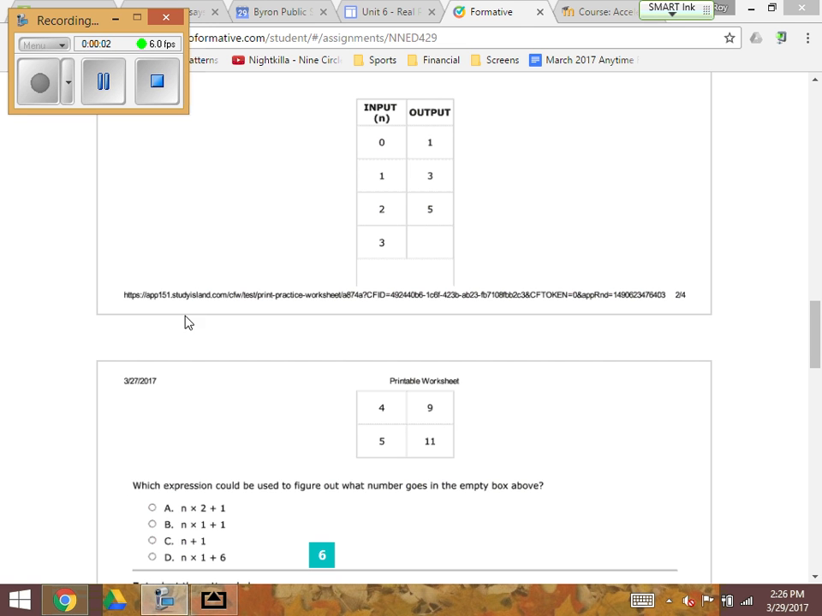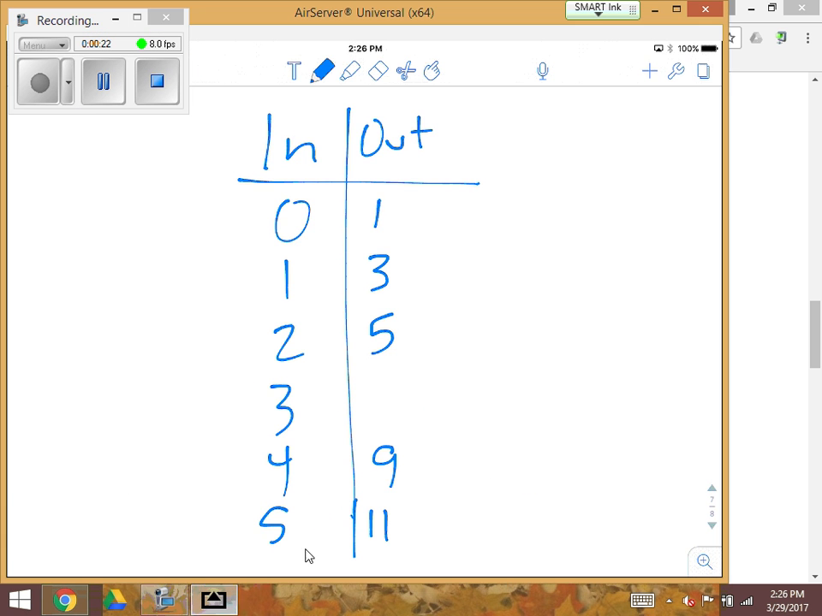All right, for this next one, it looks a little different, but we've done one like this already. Which expression could be used to figure out what number goes in the empty box above? So I'm looking at this box right here. You could probably tell 1, 3, 5, 7. All right, so we need a 7 there. But we're looking for an expression, so obviously 7 is not a choice here. So let's take a look at what's going on.